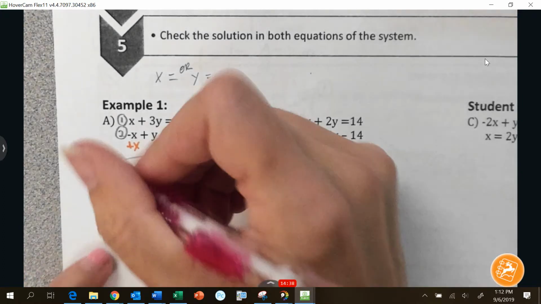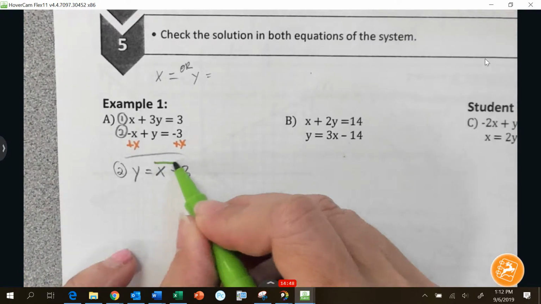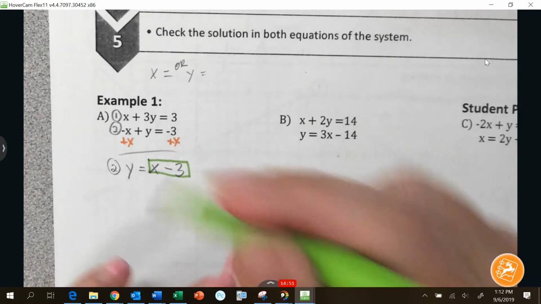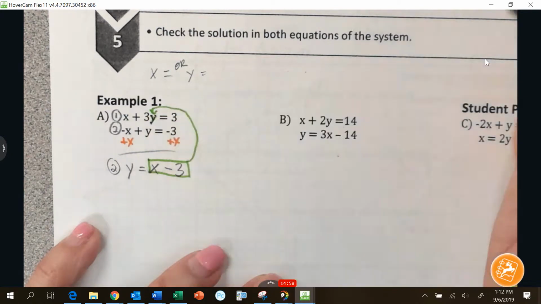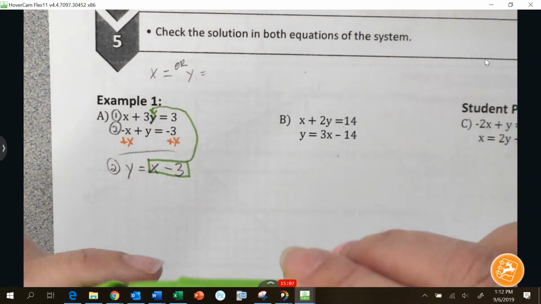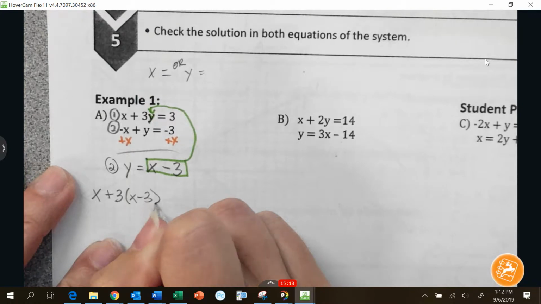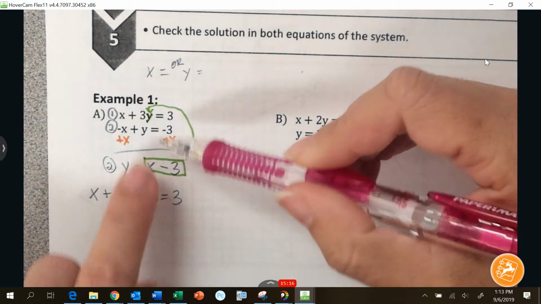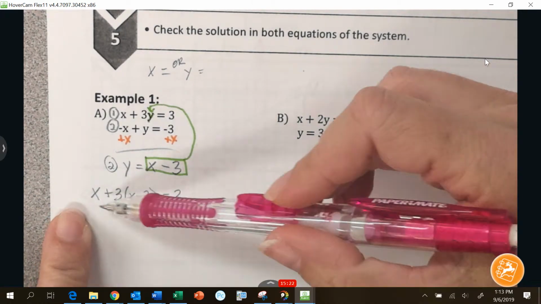So I solved equation 2, and here's my new equation 2. It's the exact same equation, just in a different form. But we now have what y equals. So this is what y equals. When we have substitution, we're going to put what y equals into the other equation for y. We're basically going to put equation 2 inside of equation 1. So I'm going to write that as x plus 3 parenthesis x minus 3 equals 3. So I took out the y and I substituted what y equals, x minus 3. When you do that, you should only have x's left, meaning I can solve for x.